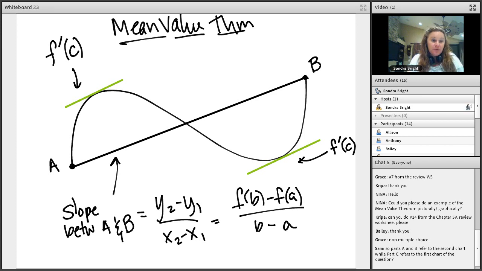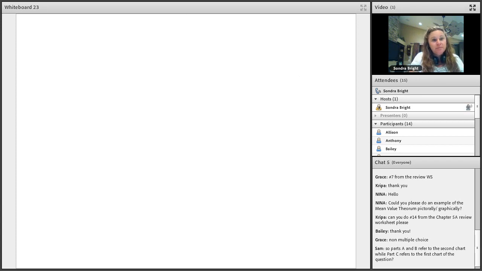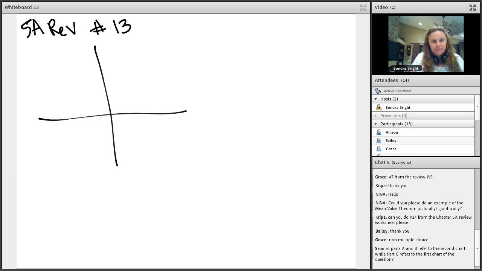Number 13 on that review worksheet is the same type of problem. So 5A review worksheet, not the multiple choice one, but number 13 gave you inverse sine. Something like that. My graph sucks, but we wanted you to draw on this graph which ones satisfy the conclusion of the mean value theorem.